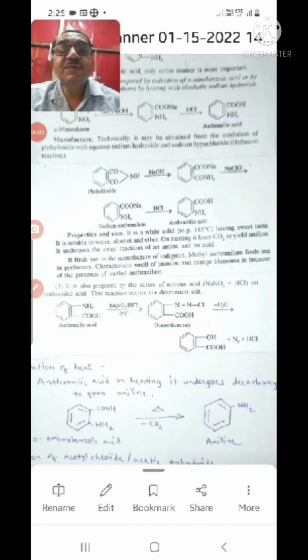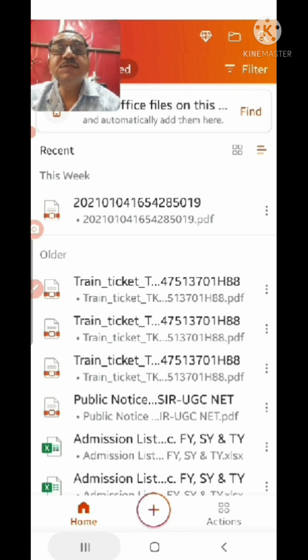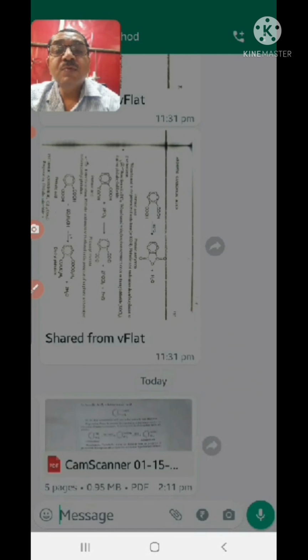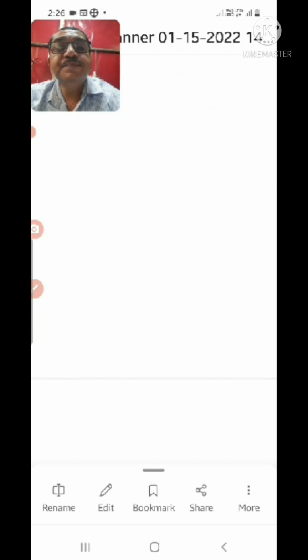Now after the preparation and physical properties, let us move on to the chemical reactions of anthranilic acid. In the syllabus we have three treatments of anthranilic acid, that is using nitrous acid, then action of heat, and then action of acetyl chloride or acetic anhydride. Now let us see the first part, from the anthranilic acid.